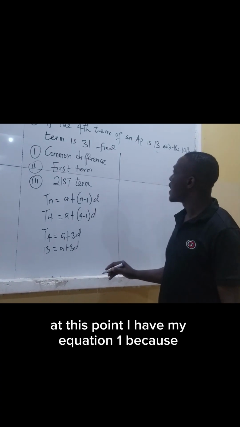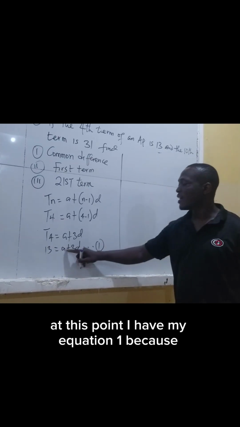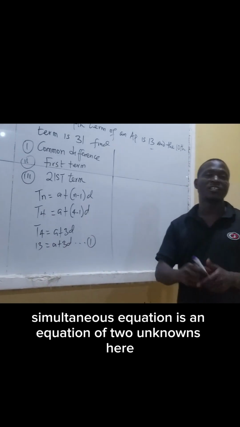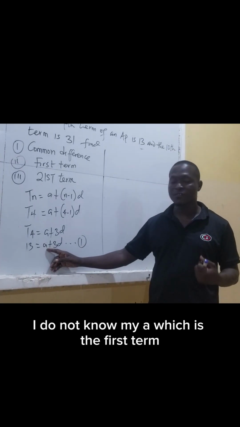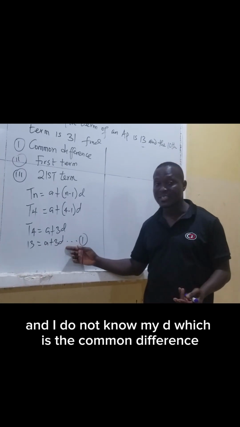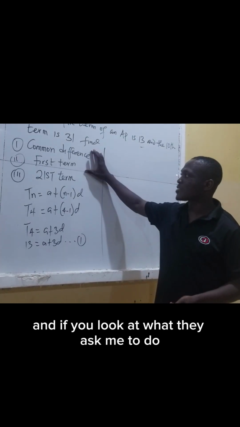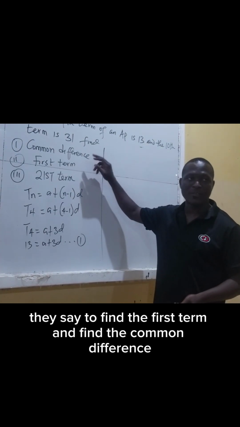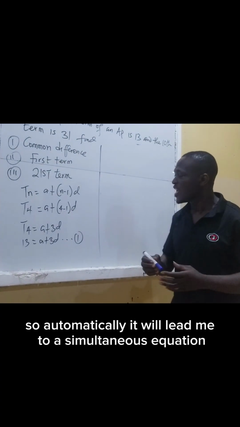At this point, I have my equation 1, because a simultaneous equation is an equation of two unknowns. Here, I do not know my A, which is the first term, and I do not know my D, which is the common difference. And if you look at what they asked me to do, they said I should find the first term and find the common difference. So automatically it will lead me to a simultaneous equation.